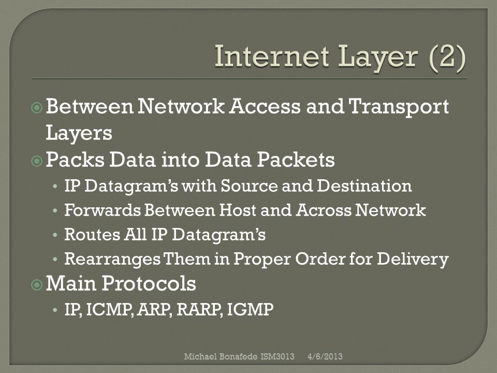The Internet Layer 2 is between the network access and transport layers. It is designed to pack data into data packets, which are called IP datagrams. The datagrams are encoded with the source and destination, and they are forwarded between hosts and networks. The Internet Layer routes all IP datagrams and rearranges them in proper order for delivery. Its main protocols are IP, ICMP, ARP, RARP, and IGMP.